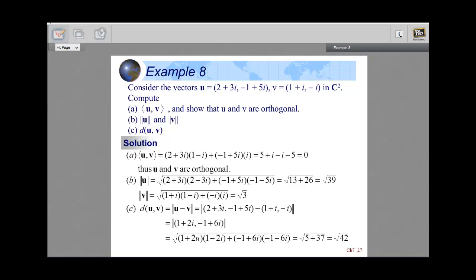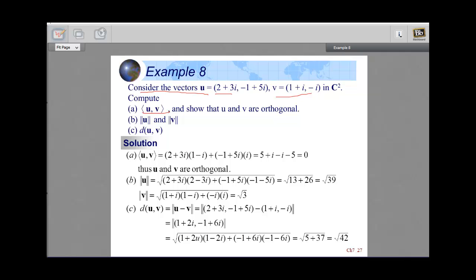This is the example, consider the vectors. There are two vectors u and v in C squared. Compute the inner product of u and v and show that u and v are orthogonal. So we will find the inner product of u comma v.